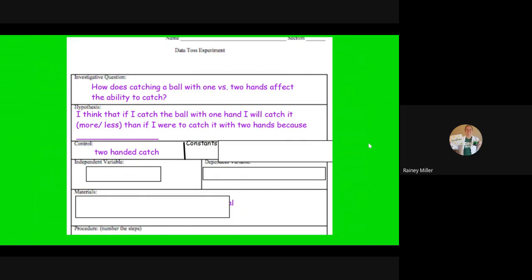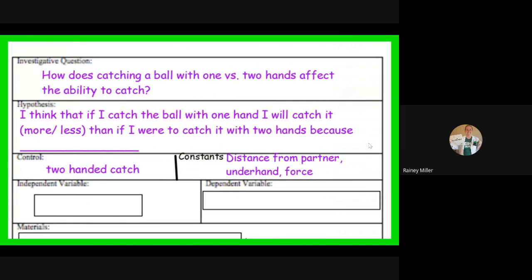For the next one, you need to think about constants. So you probably heard a teacher say, "You are constantly talking," or my parents are constantly texting trying to figure out where I am, or things like that. Constant means all the time the same thing. So, some of the constants in your experiment are going to be the distance from your partner. So, you don't want to have the problem of throwing the ball between the two of you whenever you are different distances apart.